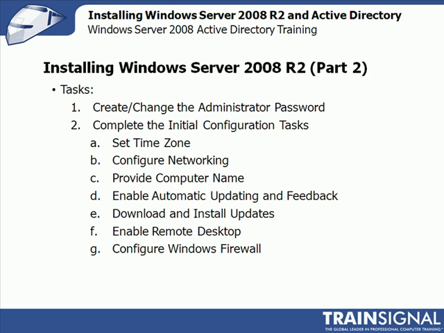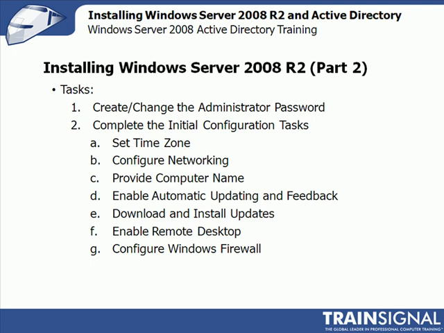Uh-oh, there's a part 2. Don't worry, part 2 is not really that big a deal either. This is really kind of a post-installation task more so than the actual installation. The installation should be complete once you wait out all of the different steps and the reboots and things like that. And then you will be prompted to create or change the administrator password, and I'll show you that when we get there. And then you need to go through and complete the initial configuration tasks, which again is a utility that'll pop on the screen automatically.